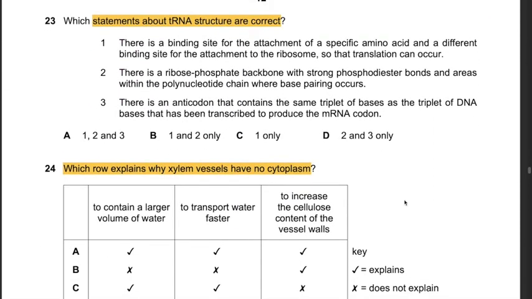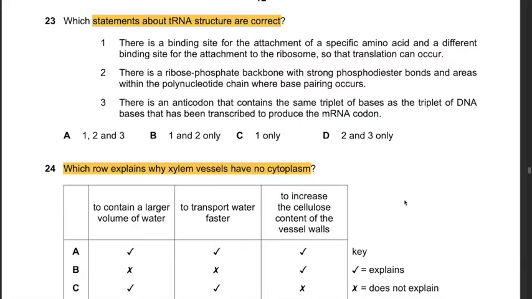Question 23. Which statements about tRNA structure are correct? 1. There is a binding site for the attachment of a specific amino acid and a different binding site for the attachment to the ribosome so that translation can occur. 2. There is a ribose phosphate backbone with strong phosphodiester bonds in areas within the polynucleotide chain where base pairing occurs. 3. There is an anticodon that contains the same triplet of bases as the triplet of DNA bases that has been transcribed to produce the mRNA codon.